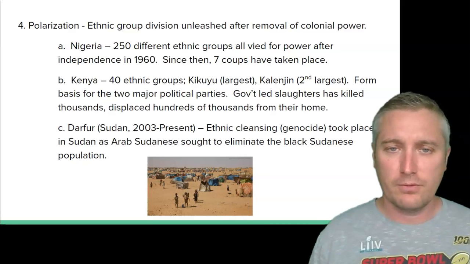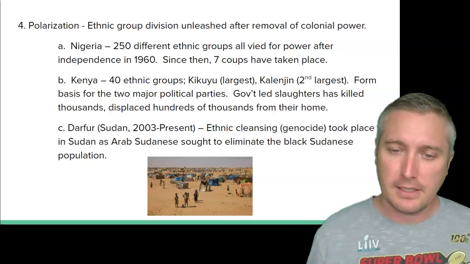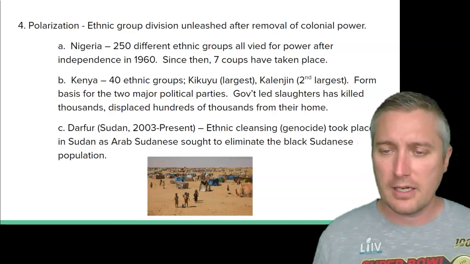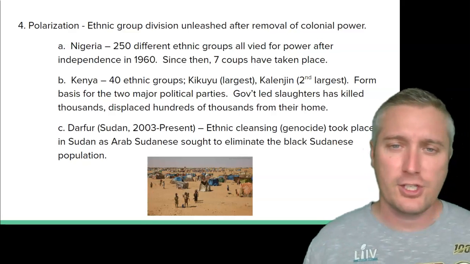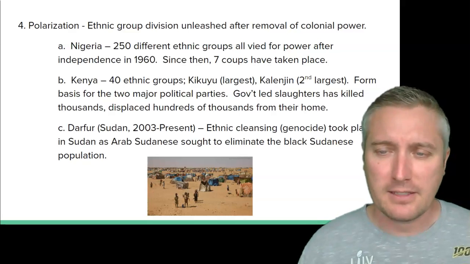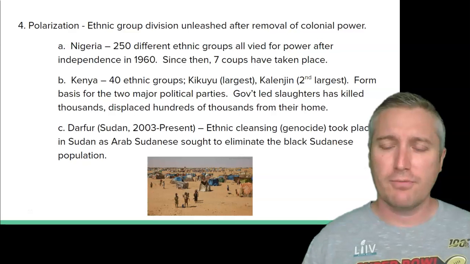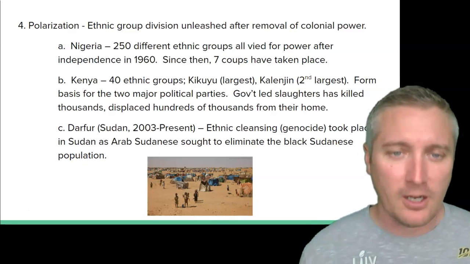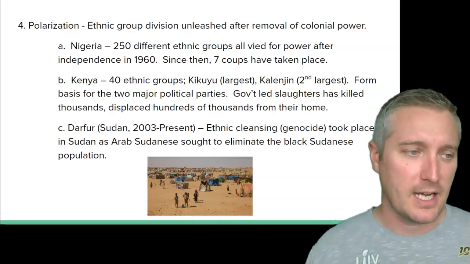Nigeria. There were over 250 different ethnic groups within Nigeria, and after they became independent in 1960, all of them were vying for power. There have been 7 coups, revolutions, that have taken place in Nigeria. So, that instability, again, how can you expect a nation to bring in business or money from trade if there are coups taking place every other year? That instability leads to poverty. So we see that in Nigeria.